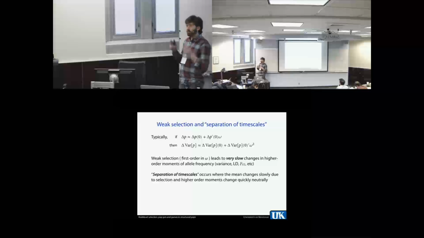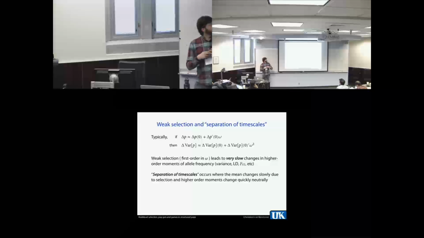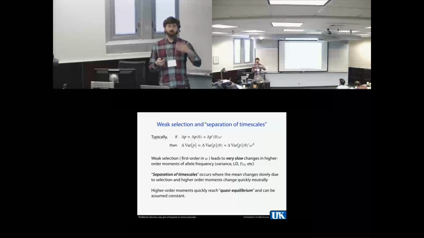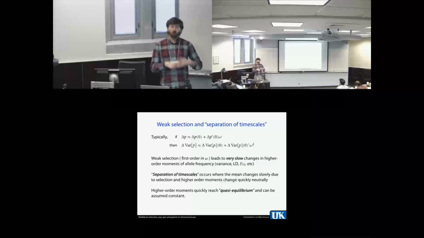And this is sometimes called a separation of time scales, where there's a time scale for how the mean changes due to selection, and that's relatively quick, and there's a time scale on which selection changes these higher order moments, and that's relatively slow. So then these higher order moments, because selection is changing them slowly when it's changing the mean relatively quickly, sometimes the phrase quasi-equilibrium will be used.